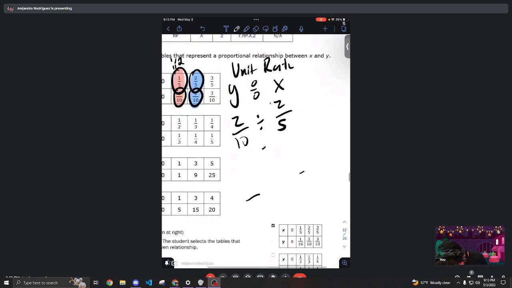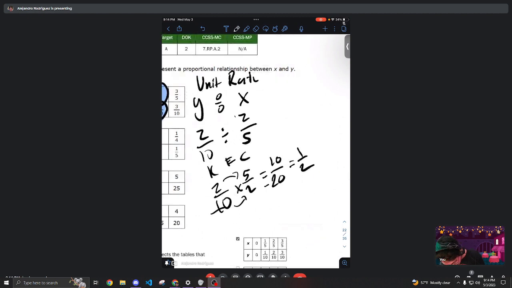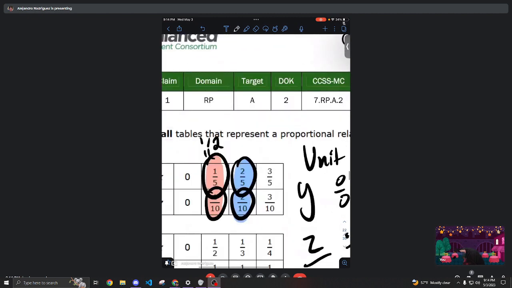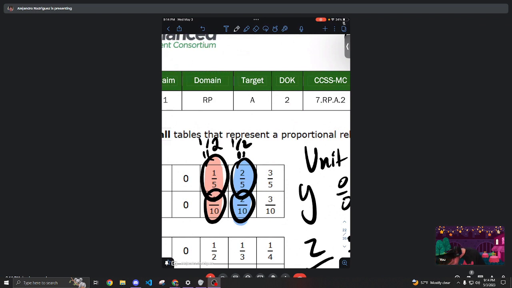I'm going to go ahead and do KFC. Keep, flip, change. 2 times 5 is 10, 10 times 2 is 20, so 10 over 20 is 1 over 2. All right, so this is 1 over 2. So far, are my unit rates in my table matching up? The first one's 1 over 2. The second one is 1 over 2. So far we're good, so we can keep going.